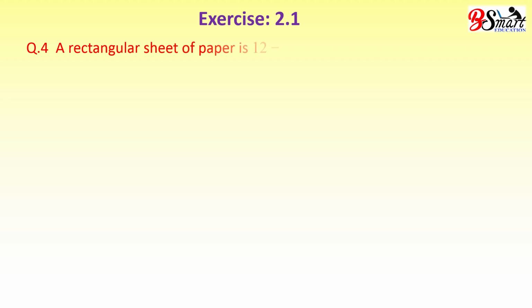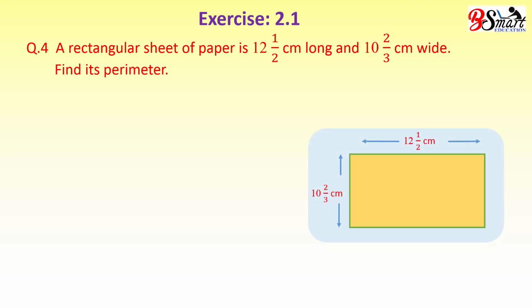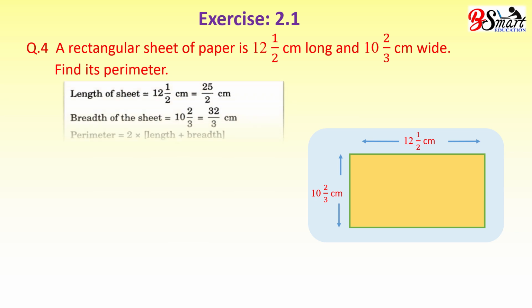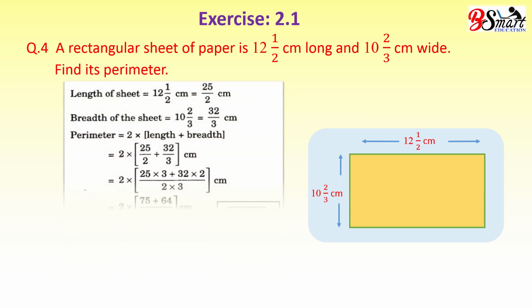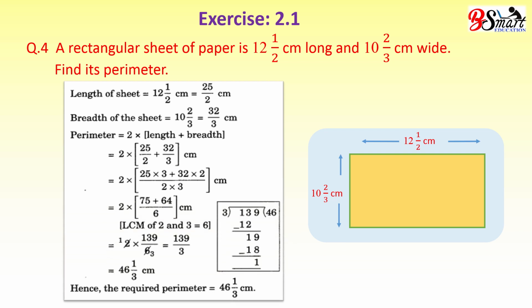Question number 4. A rectangular sheet of paper is 12.5 cm long and 10 2 by 3 cm wide. Find its perimeter. Now solution. Length of the sheet is equal to 12.5, so we get 25 by 2 cm, and breadth of the sheet is equal to 10 2 by 3, or we can say 32 by 3 cm. Now, as you know, perimeter is the sum of all sides. So here perimeter is equal to 2 into length plus breadth.